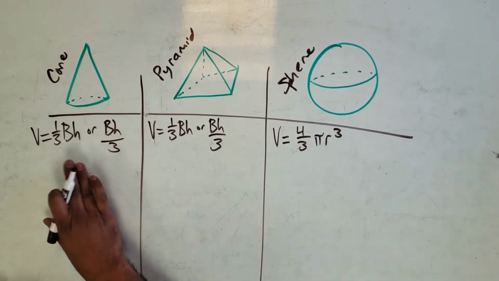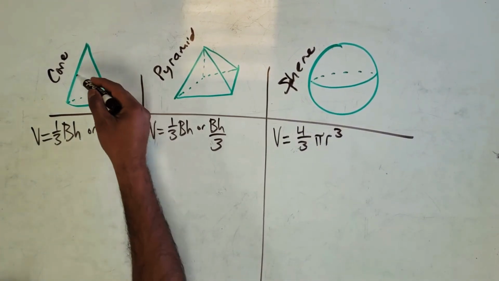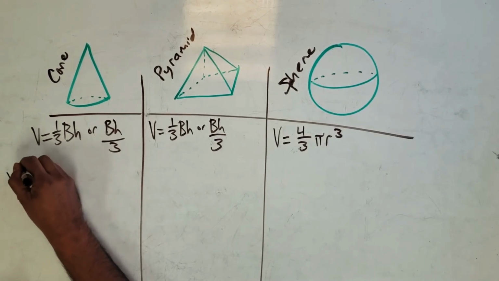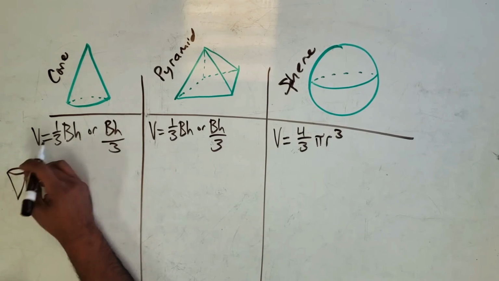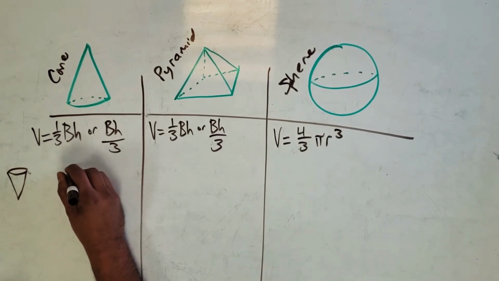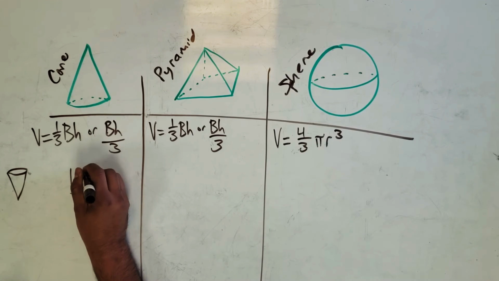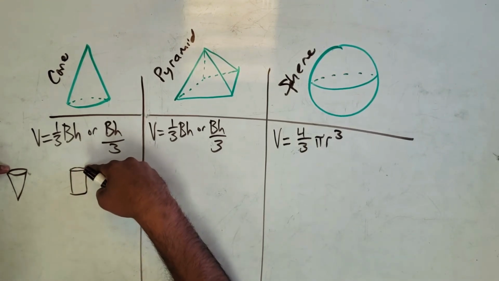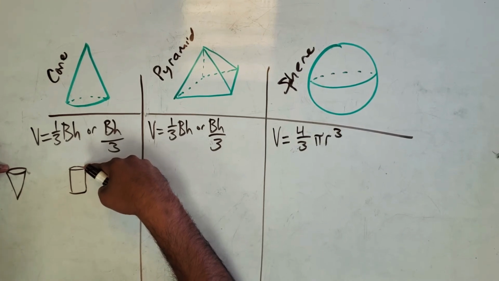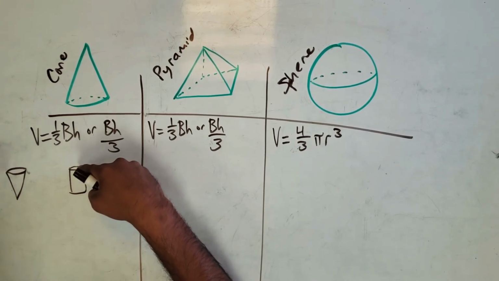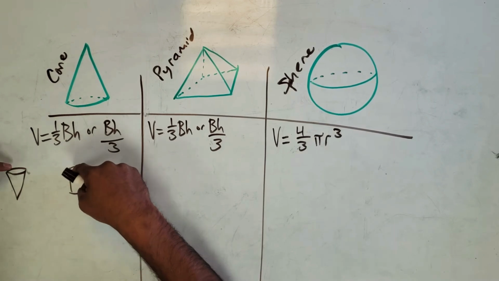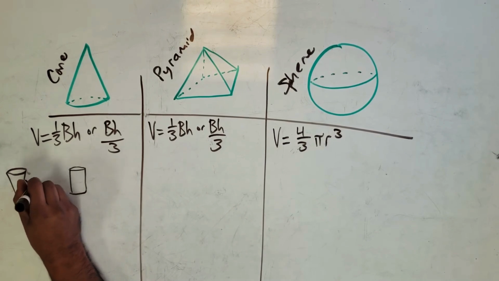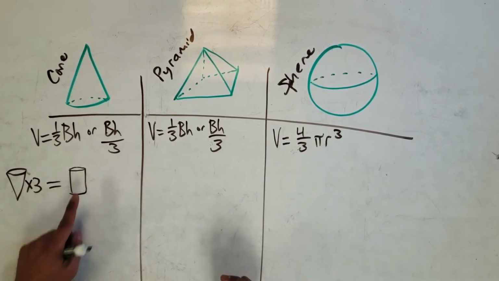All right, real quick, let me just explain why it's 1/3. If you had a cone, let's draw a little cone. Let's say I had a cone like this, and I had a cylinder of the exact same height, and these two circles were identical. If I had this cone and this cylinder with the same circle and the same height, it would take 3 of these cones to equal one cylinder.